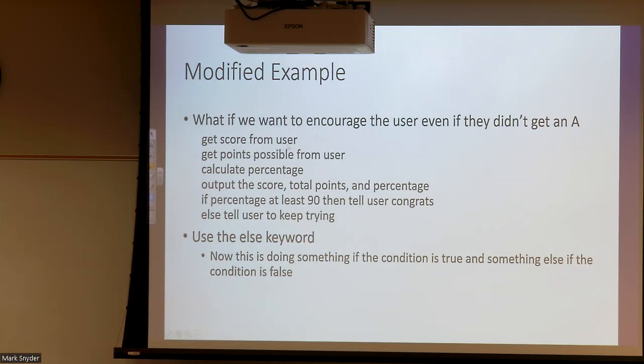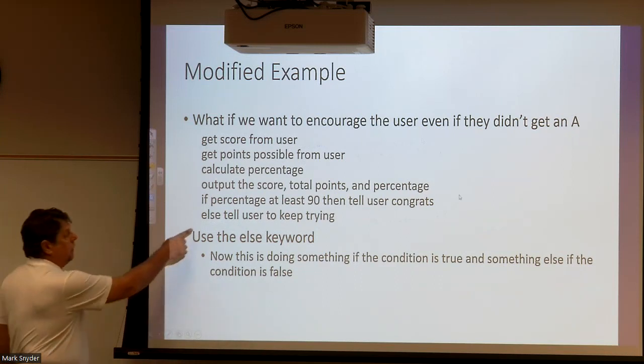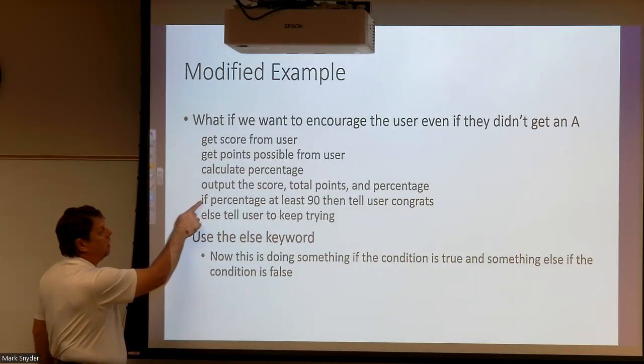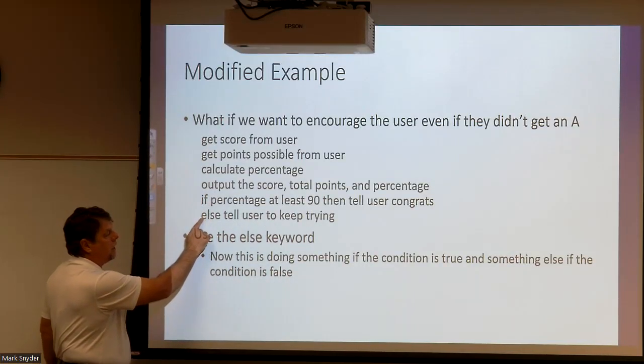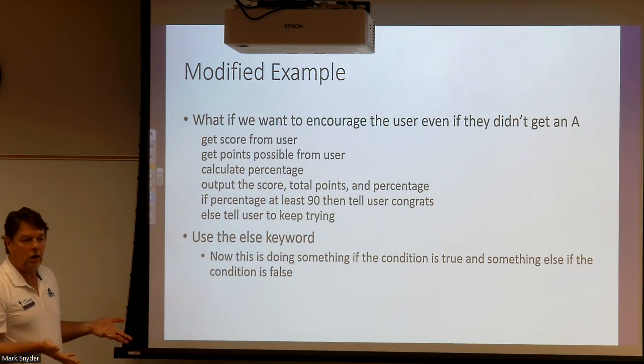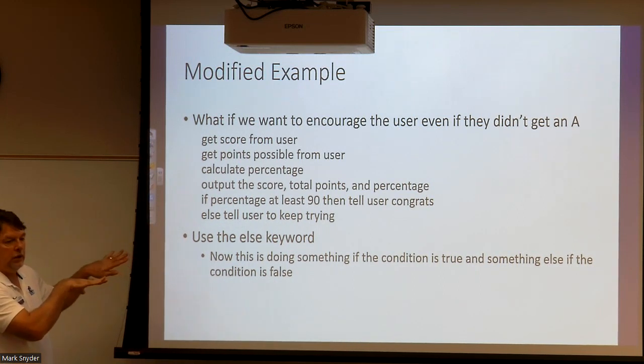Okay, so I shouldn't have closed that, but what if we want to encourage them even if they didn't get an A. So the difference here is going to be, we're not going to use a null else, right? So I've changed my pseudocode and I added this to it. So I said, if the percentage is at least 90, then tell the user congrats, like before. But I'm going to also say else, tell the user to keep trying. So now I'm not going to have a null else. I'm going to have something to do with the else.